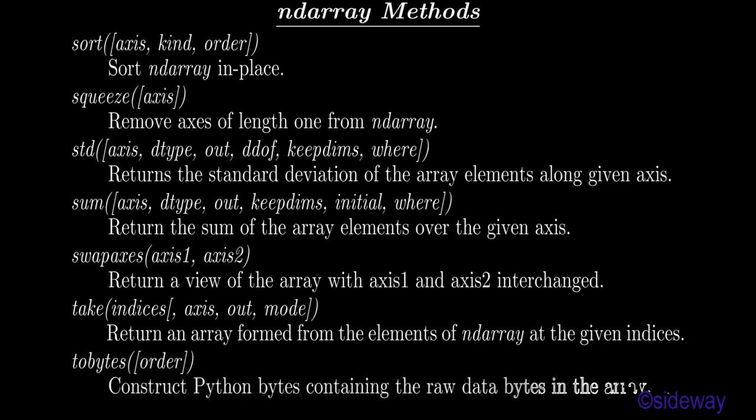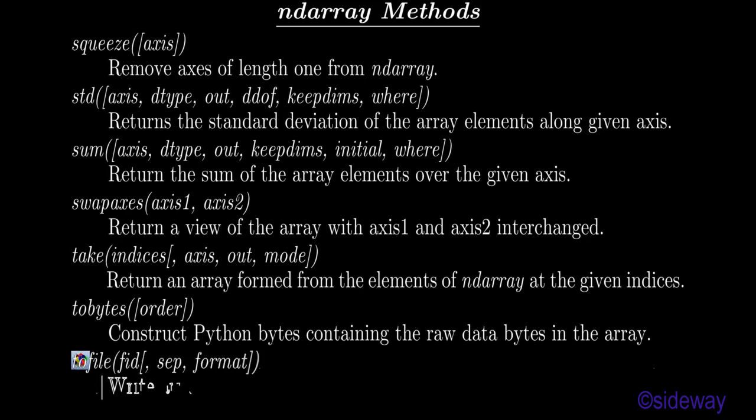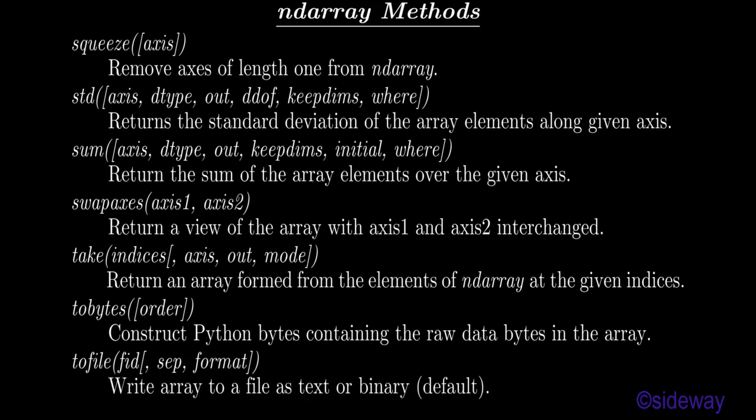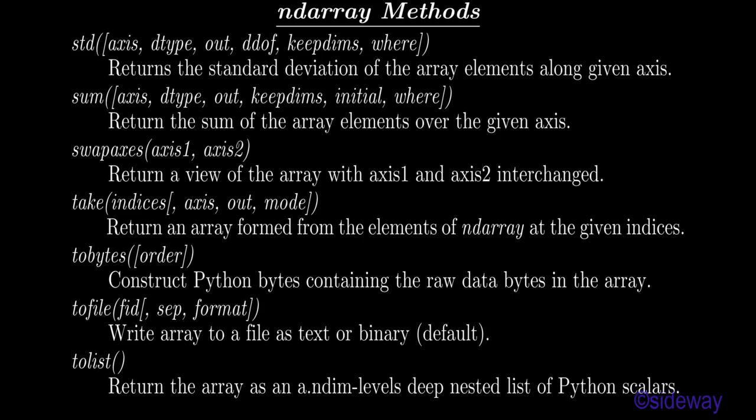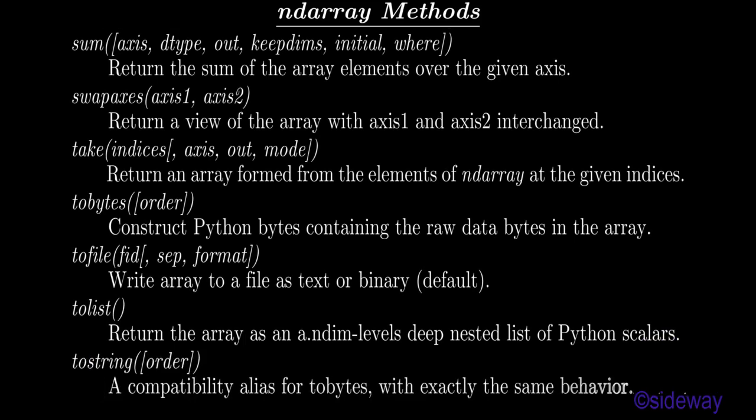tobytes(order): Construct Python bytes containing the raw data bytes in the array. tofile(fid, sep, format): Write array to a file as text or binary (default). tolist(): Return the array as an ndarray.ndim levels deep nested list of Python scalars. tostring(order): A compatibility alias for tobytes, with exactly the same behavior.